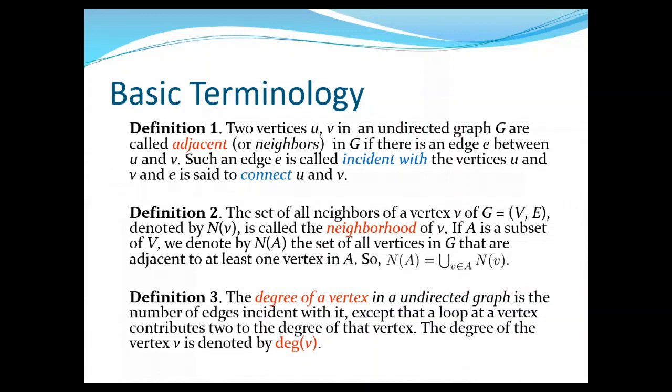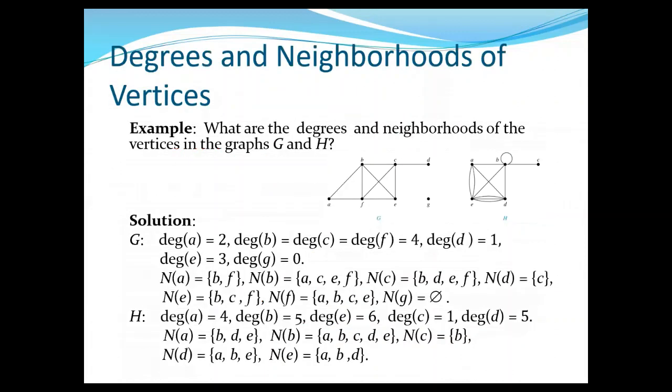So for example, what are the degrees and neighborhoods of the vertices in the graphs G and H? By the way, if we're referring to the degree, or number of edges, we're going to use this notation: deg refers to degree, and capital N means neighborhood. We are defining the different vertices connected to a certain vertex.